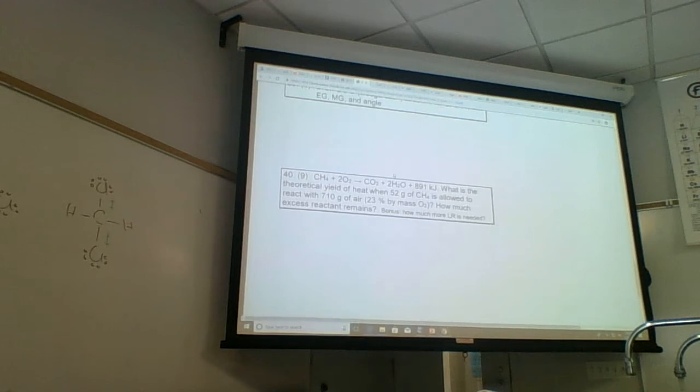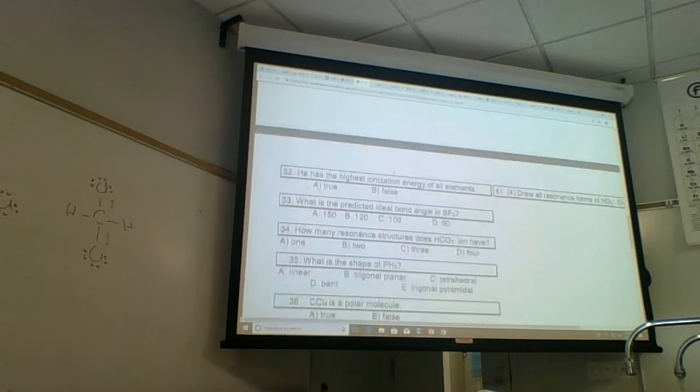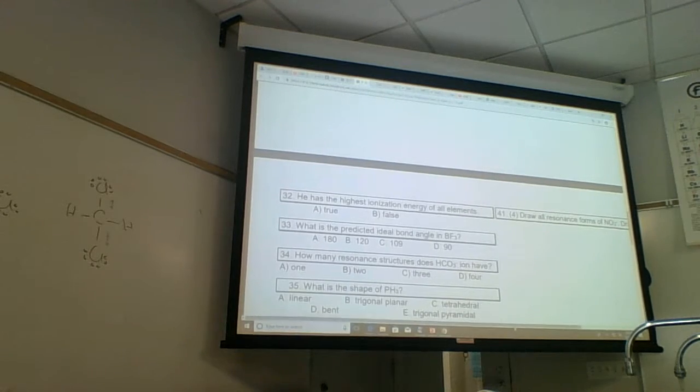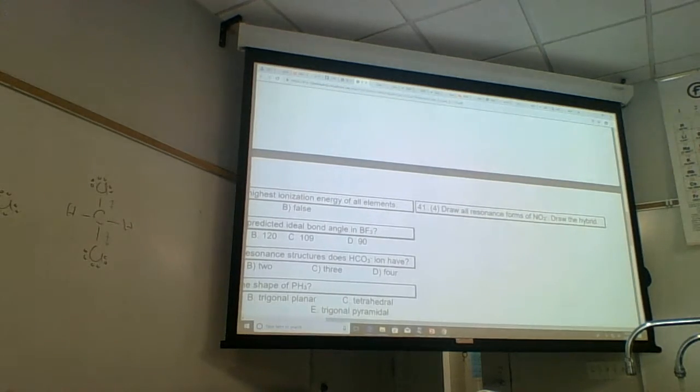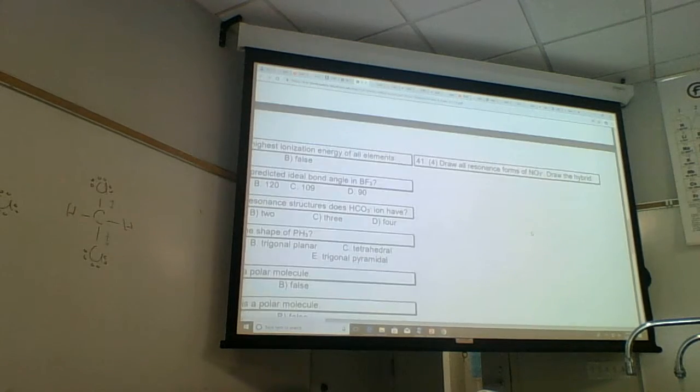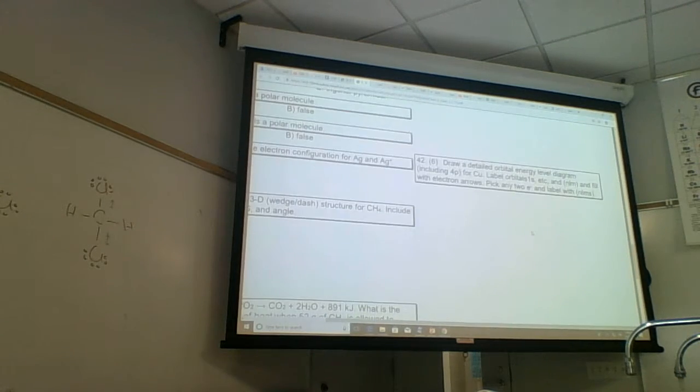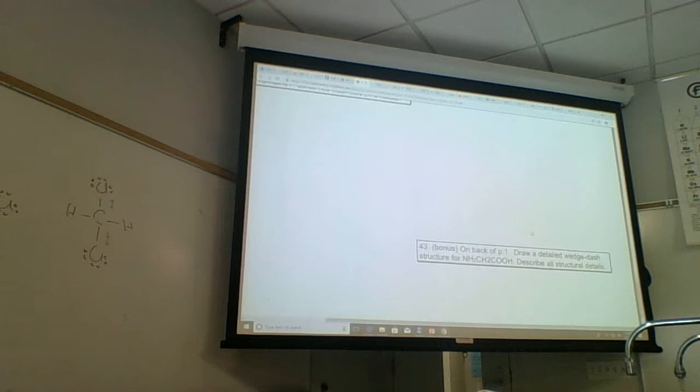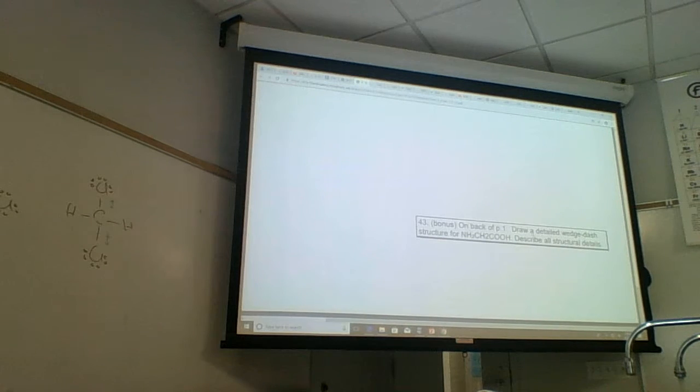So stoichiometry, limiting reagent problem, number 40. Number 41, draw a resonance structure, and detail the orbital energy level diagram. Okay, here. Not only do we have to be able to draw a tetrahedral, it's also a good idea to be able to draw more complex structures like this. Do you recognize this molecule here?